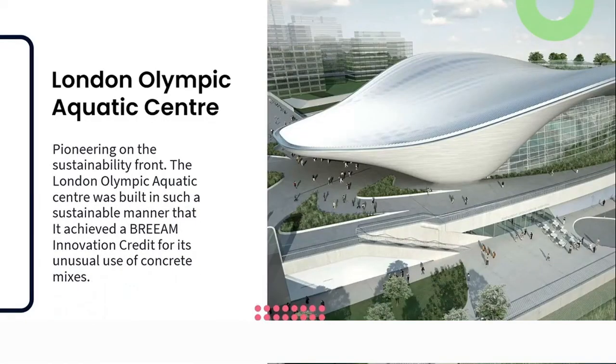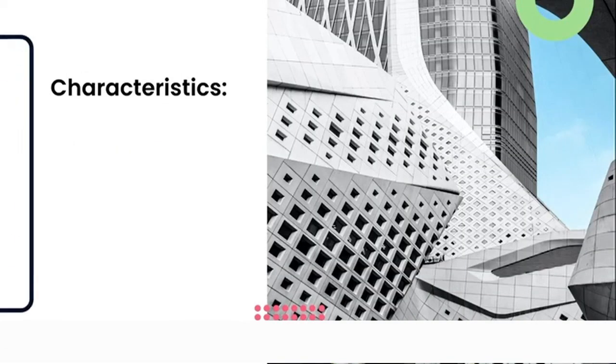Zaha Hadid was also pioneering on the sustainability front. The London Olympic Aquatic Centre was built in such a sustainable manner that it achieved a BREEAM Innovation Credit for the unusual use of concrete mixtures. Like with any famous architect or interior designer, it is important to take a look at their style and characteristics, which made them so prominent.